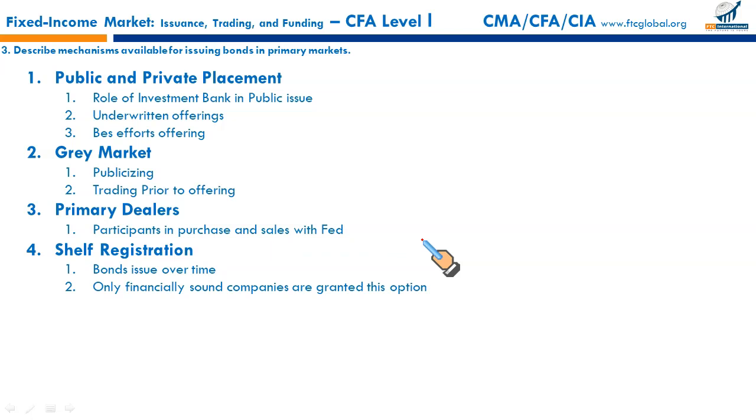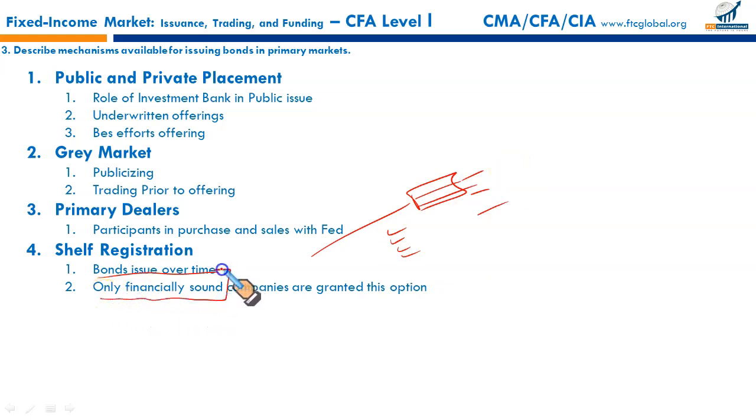If a company wants to issue bonds over a period of time, instead of filing a registration statement with the SEC again and again, a firm can file a shelf registration with the SEC. Once it's done and approved, then bonds can be issued over time. You don't have to file a registration statement again and again. Once it is done, the bonds could be issued in tranches out of that shelf registration process. But this facility is only available to firms that are financially sound.